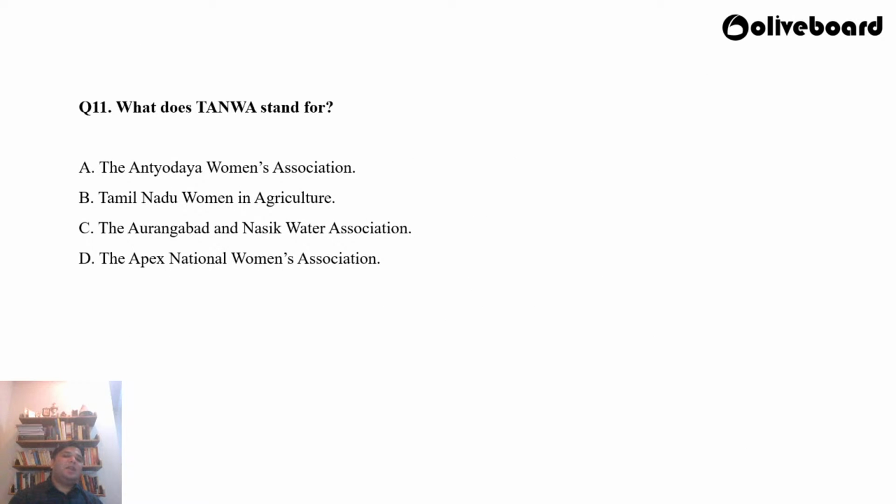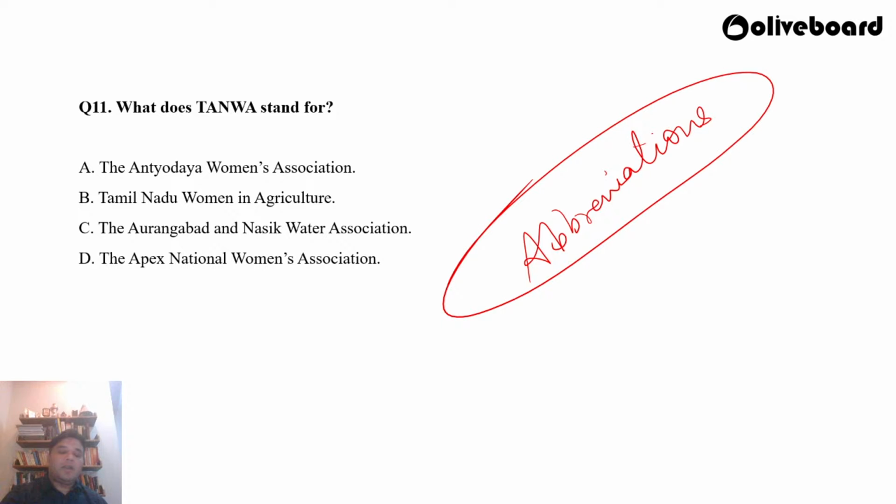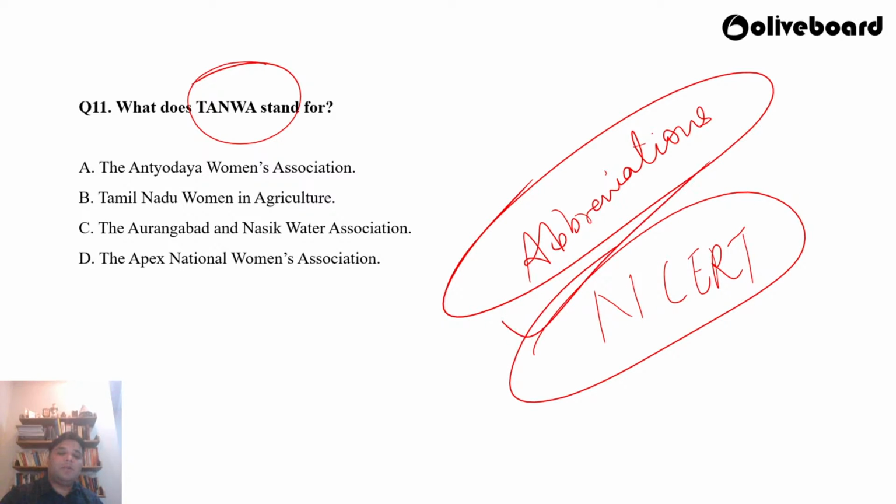Question number 11. What does TANWA stand for? See, now in RBI Grade B, abbreviations are definitely asked in Phase 1 and Phase 2 both. Now, if you're talking about 11th class NCERT, it is directly given there. So what does TANWA stand for? The Antyodaya Women's Association, Tamil Nadu Women in Agriculture, the Aurangabad and Nasik Water Association, the Apex National Women's Association. Why have I asked you? Because this is in your NCERTs. They won't randomly ask the abbreviation of just anything; it should either be in current affairs or in NCERT, right? Therefore, today I am covering one chapter of your NCERT. If you go through the entire lecture, most of the rural development chapter of your 11th class NCERT is covered.